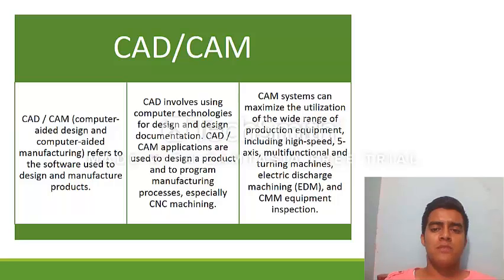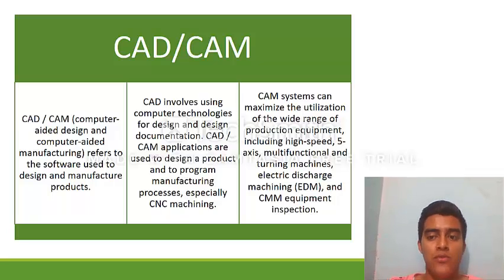CAM systems can maximize the utilization of a wide range of production equipment, including high speed, 5-axis, multifunctional and turning machines, electric discharge machines, and CMM equipment inspection. It commonly refers to the use of computer numerical control (CNC) software applications to create detailed G-code instructions that drive machine tools for manufacturing parts controlled numerically by computer.